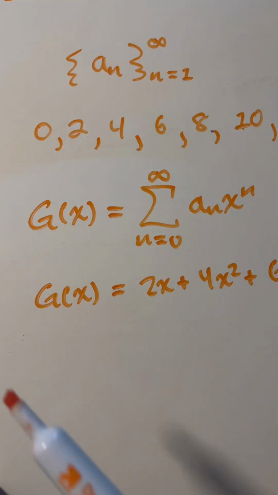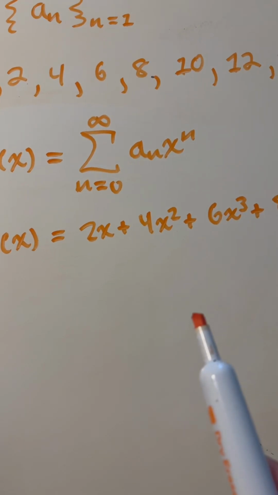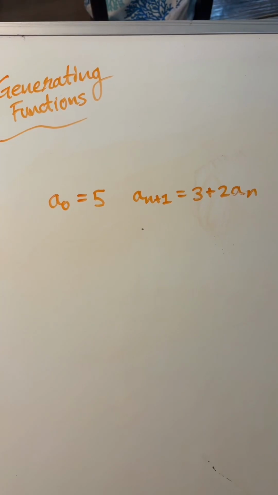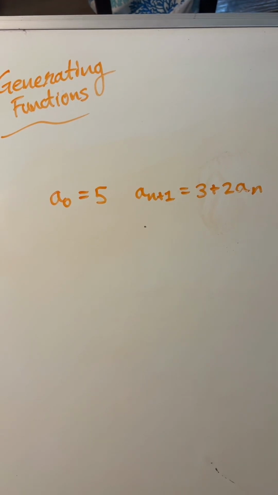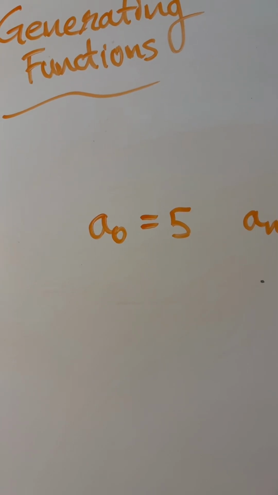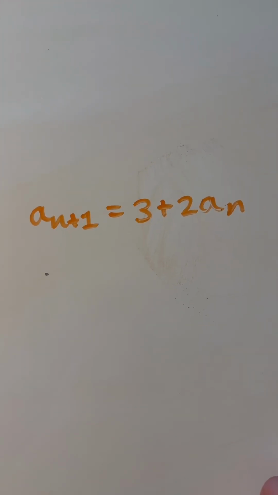So for instance, the generating function of the even positive integers would look like this: 2x plus 4x squared plus 6x cubed plus 8x to the 4, and so on and so on. Now to show you this magic trick, we're going to consider some recursively defined sequence of numbers. For this example, consider a sequence where its 0th term is 5, and then for every subsequent term a sub n plus 1, it'll be given by 3 plus 2 times the previous term a sub n.